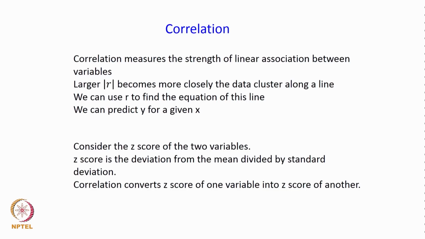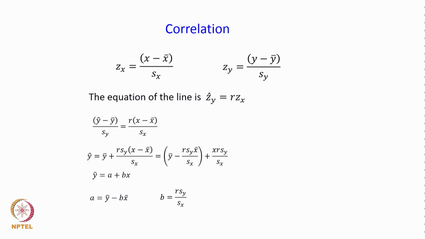And if we consider the z score, we have not yet come in detail about z score, but z score is the deviation from the mean divided by the standard deviation. Correlation converts the z score of one variable into the z score of another variable. So, there are these equations that I have given. zx is x minus x bar by s, zy is y minus y bar by s, and then the equation of the line is z y hat equal to r into zx, and from this we can get a and b that are associated with the line.